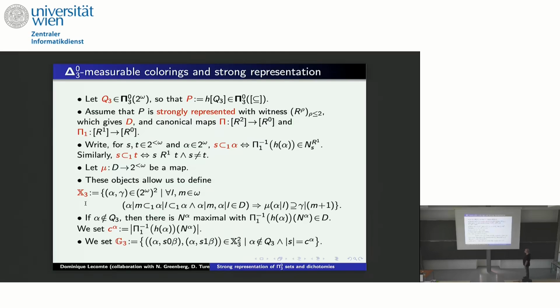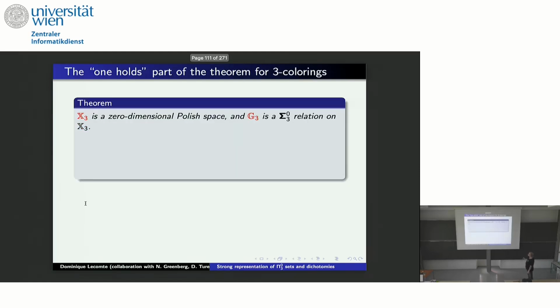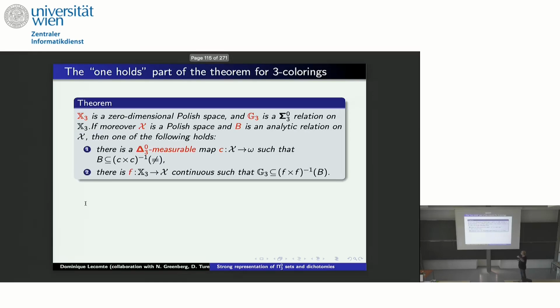Good. So now we have the space, we have the digraph. So we will focus on the one-holds part of the theorem. You know, we are looking for a dichotomy. So there is the one-holds part and the exactly one-holds part. I will not speak about the exactly part, I won't have time for this, but I will focus on the one-holds part. It's the exact same statement as before, so I don't insist. I want to sketch this just to motivate strong representation.